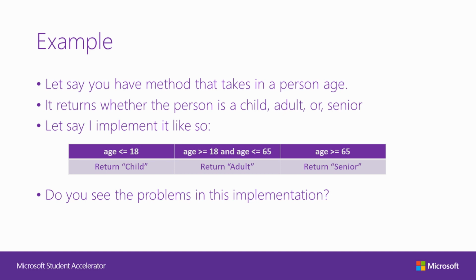One obvious problem is that our conditionals overlap. Also, another problem is that age can be a negative value and still return child. Although less of a problem, senior doesn't have an upper boundary. All the things that I've mentioned are things that we would test in our unit test.